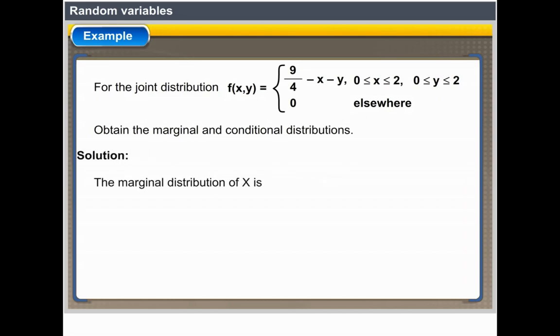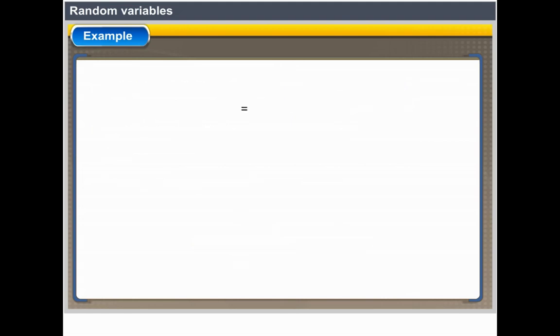Solution. The marginal distribution of X is g(x) = integral 0 to 2 of (9/4 minus x minus y) dy, which equals 9/4 times y minus xy minus y squared by 2, with limits 0 to 2. We get this through the integration formulas.